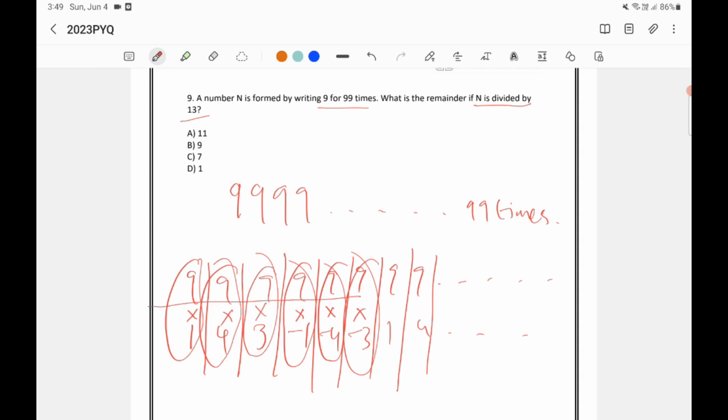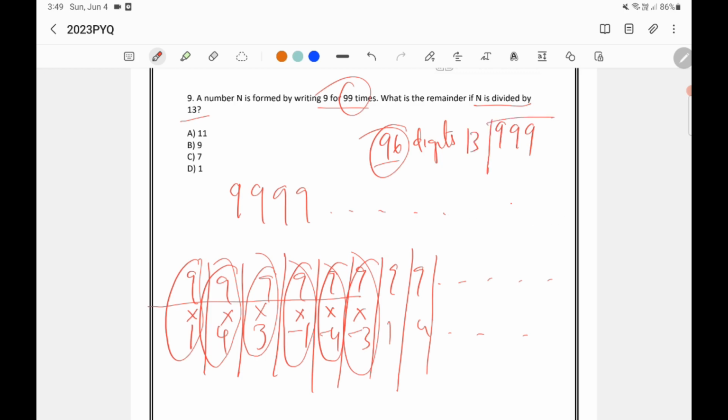So the next 6 digits will also get cancelled in the rule of 13. In this way, the first 96 digits are going to get cancelled because 96 is a multiple of 6. So it will all get cancelled. There are 99 nines, right? So all the first 96 nines will get cancelled in the rule of 13. The only remaining are 9, 9 and 9. So we just need to check when 999 is divided by 13, what is the remainder? That will be the same as 9 coming 99 times.